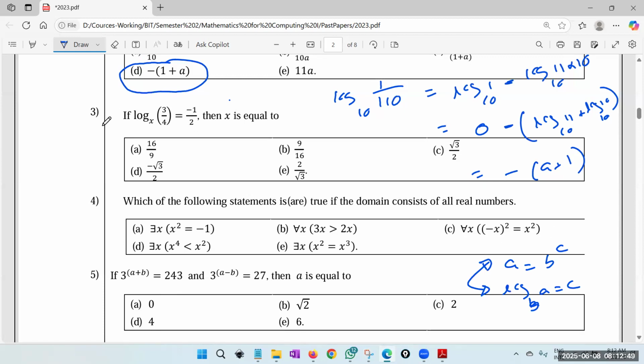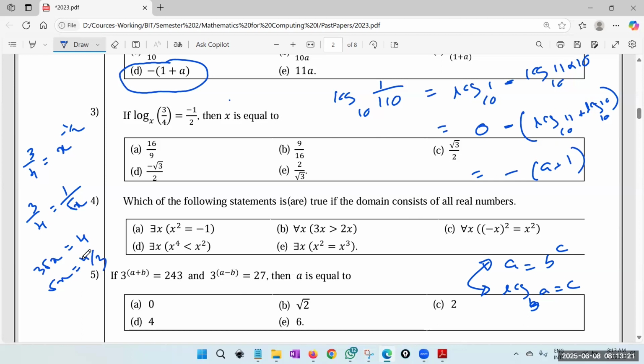power expression. So then it will be 3 by 4 equals x to the power minus half. You can see, a equals b to the power c. Right now it's easy. 3 by 4 equals x to the power minus half, which is 1 over x to the power half, or root x. Now I will cross multiply. 3 root x equals 4. Root x equals 4 by 3.